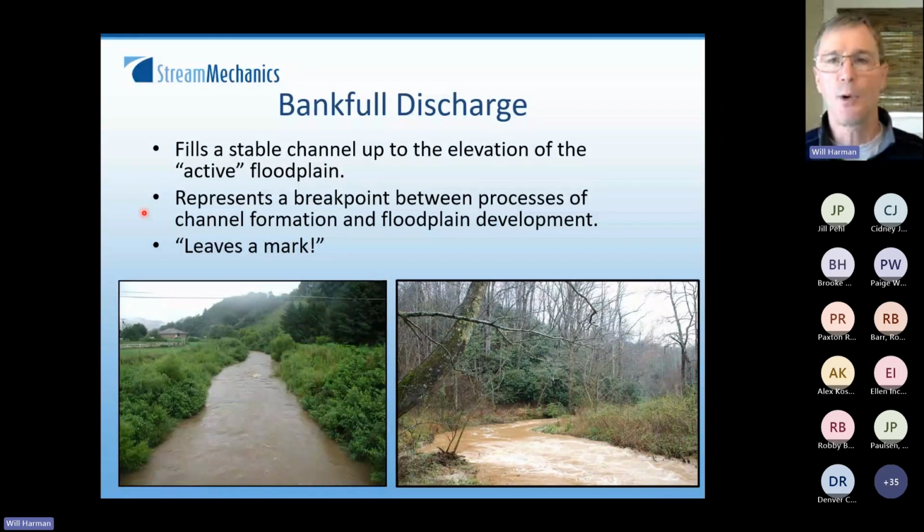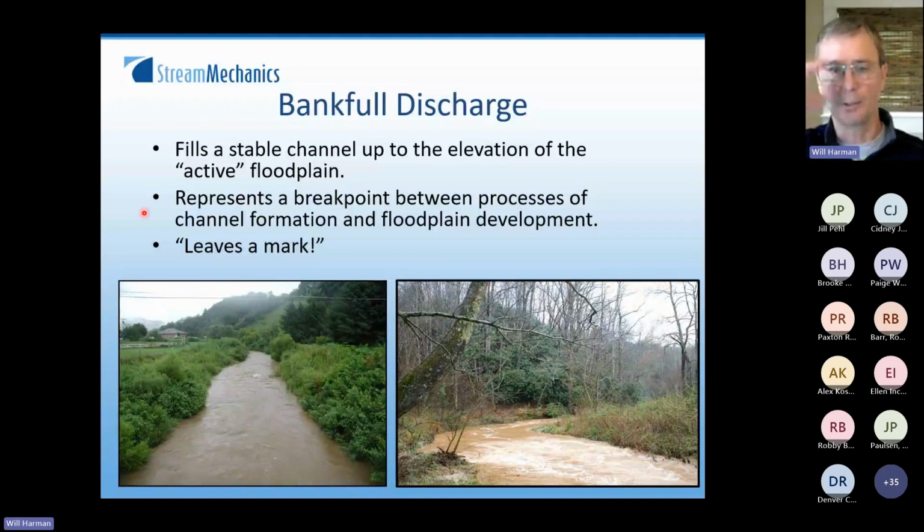It represents a break point between processes of channel formation and floodplain development. So we think of the channel formation process. That was a sediment transport process, at least at some point, or there would not be a channel. So if you think about the channel from that perspective, like a sediment transport process, then the break point is the break between a transport process and a depositional process. So that would be the floodplain component. And then it does leave a mark, so we can go to the field, identify Bankfull, and record our measurements.